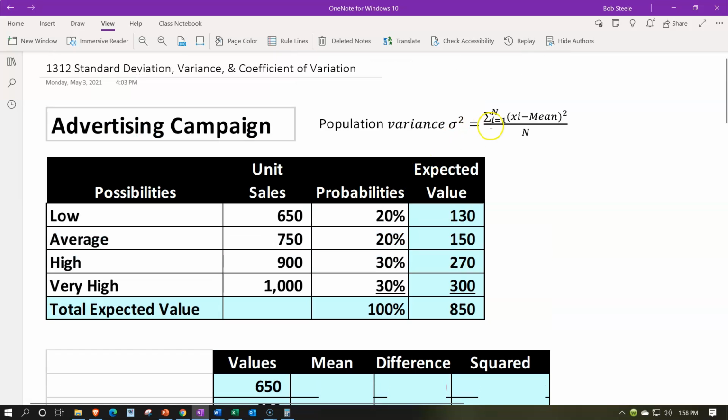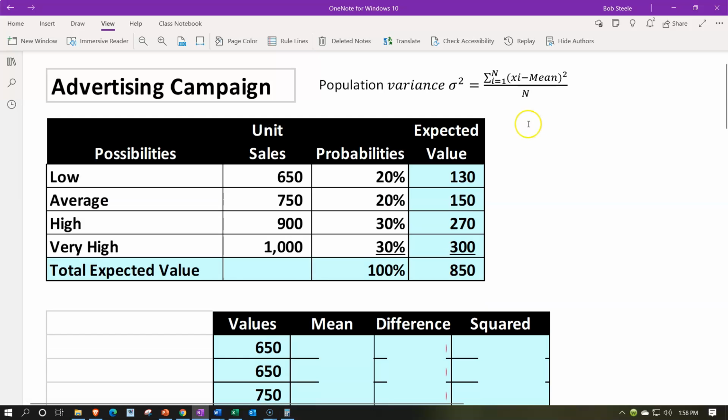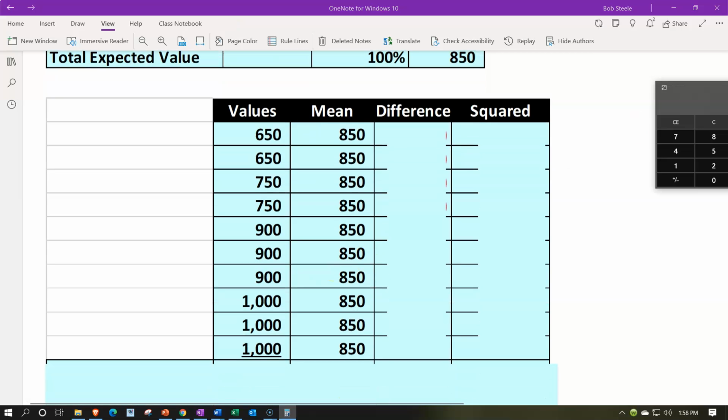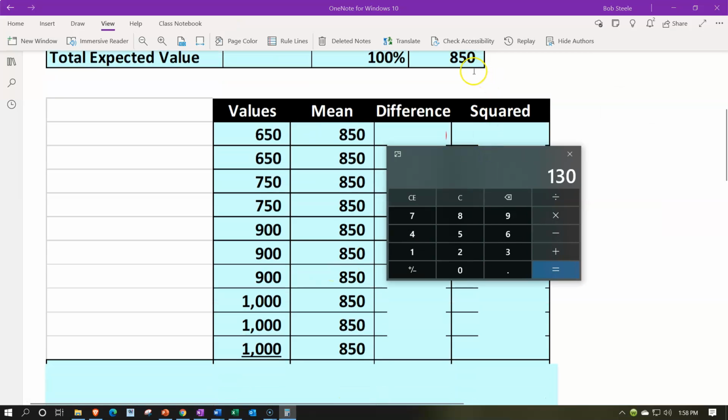And then we can apply our formula in the same format we did here. So we had each unit minus the mean. So now we'll calculate the mean here, and then we'll subtract that out. So it'll look like this. And the mean we already calculated with the expected value. But if you see it in a list like this, how would you calculate the mean? Well, it would be 650 plus 650 plus 750 plus 750 plus 900 plus 900 plus 900 plus 1,000 plus 1,000 plus 1,000 divided by the number of units, or the population, which in this case was 10. There's 10 items here, divided by 10, and that would give us our 850.